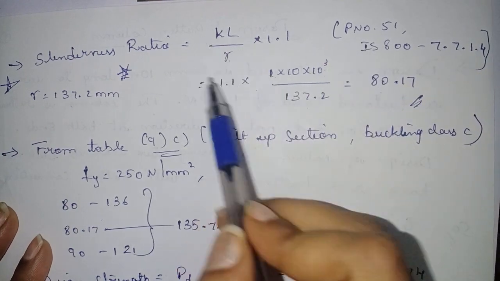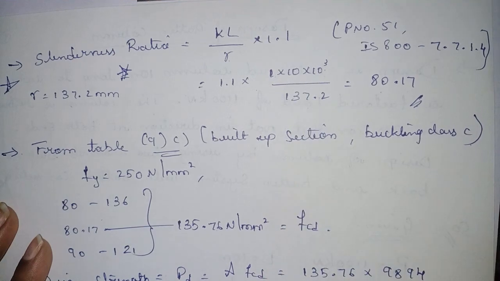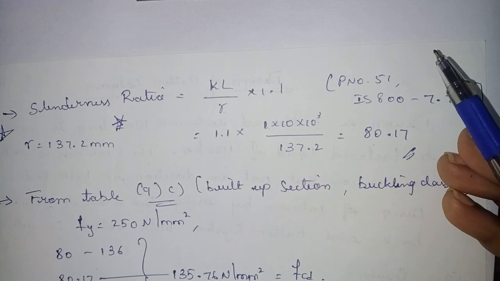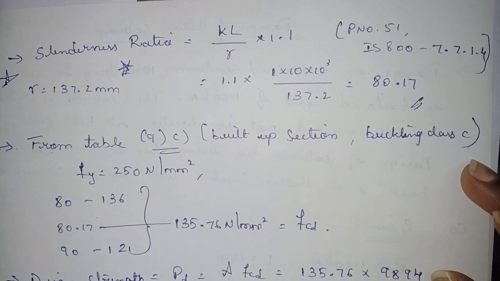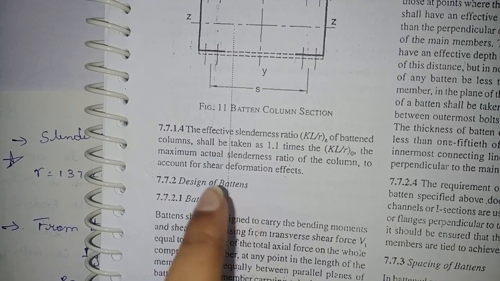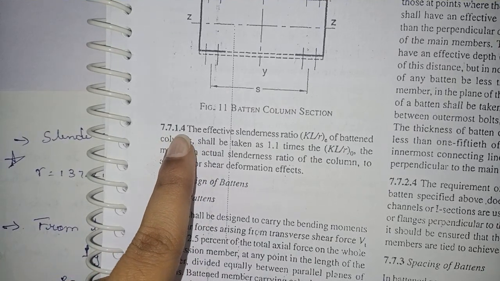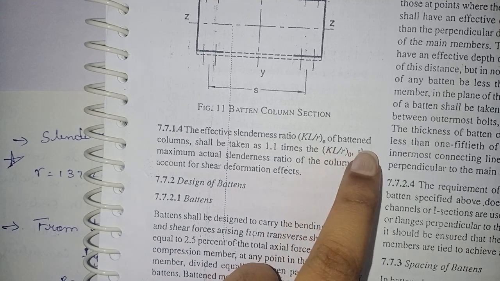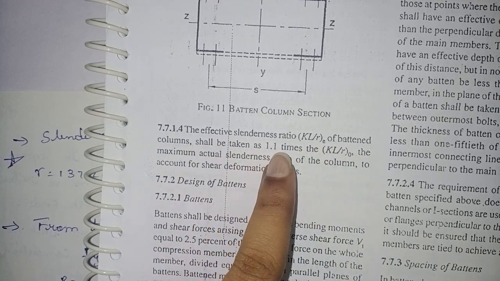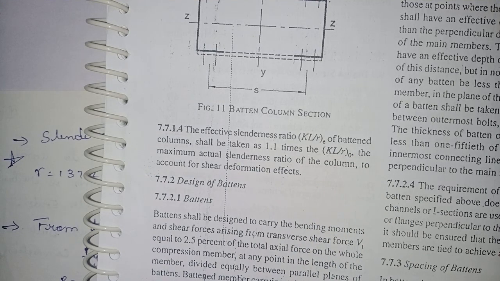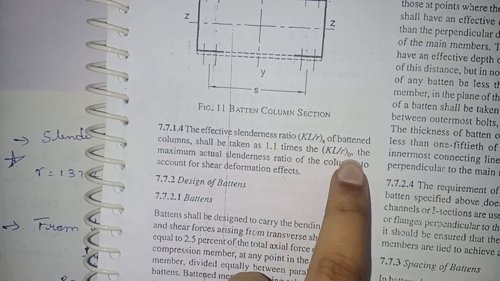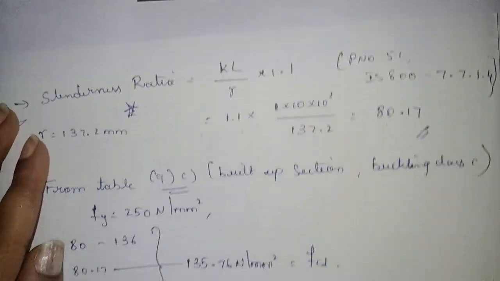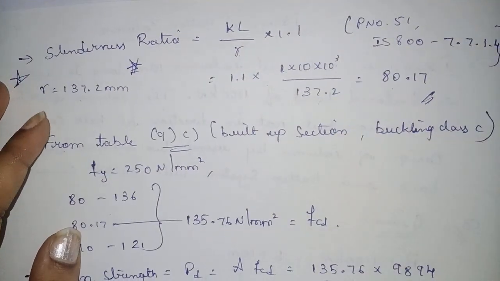KL divided by r, that will give you slenderness. So what is this 1.1? It is in page number 51, IS 800. It is specified that you need to multiply it by 1.1. See here, it is here 7.7.1.4. Effective slenderness ratio KL by r of batten column shall be taken as 1.1 times of KL divided by r. Effective and original. Got it? So for that only we need to multiply it by 1.1.